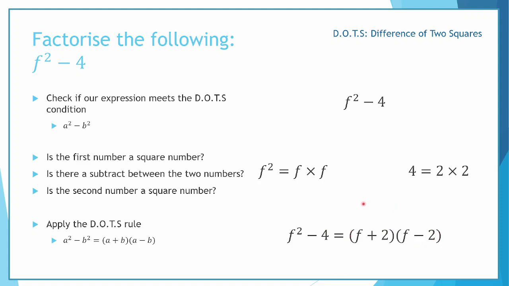And you can do the same thing as we did previously. We can multiply this back out, and that will bring us back to f squared minus 4. If you're not sure how to multiply out a double bracket, look back at lesson 13, because we did an example where we worked through multiplying out a double bracket like this.